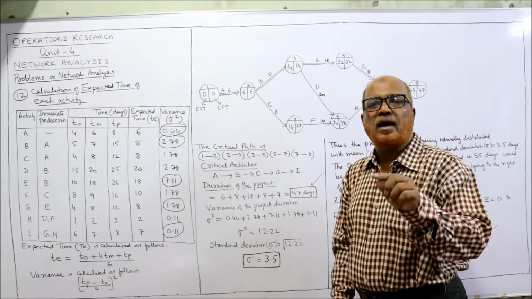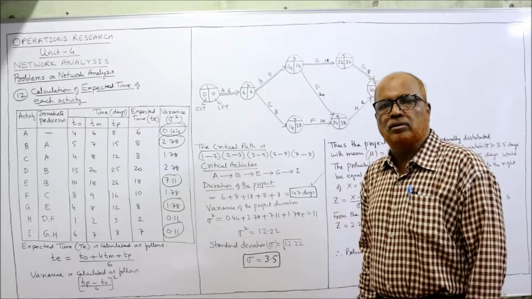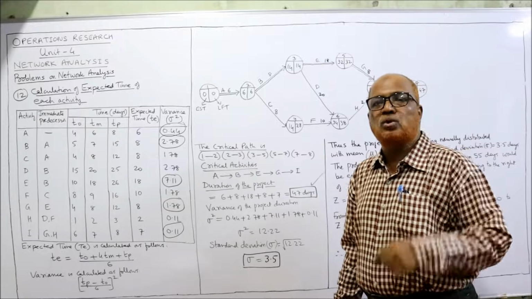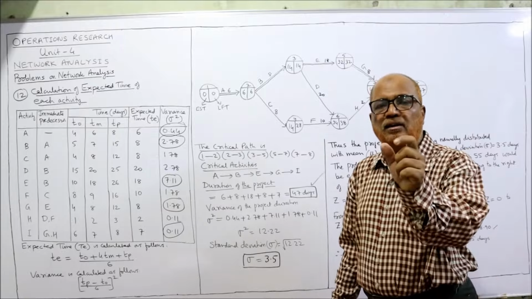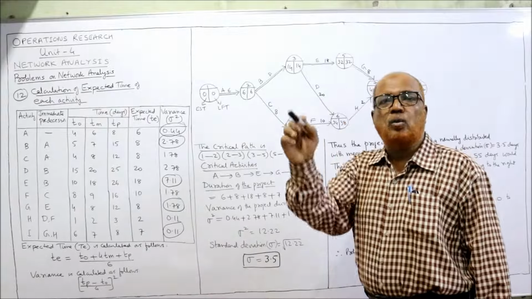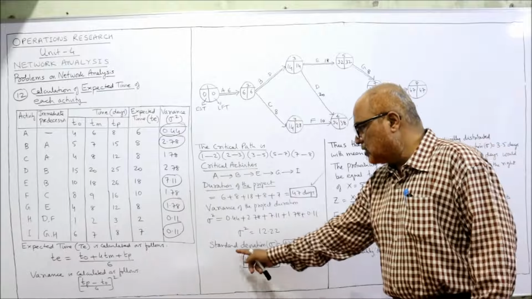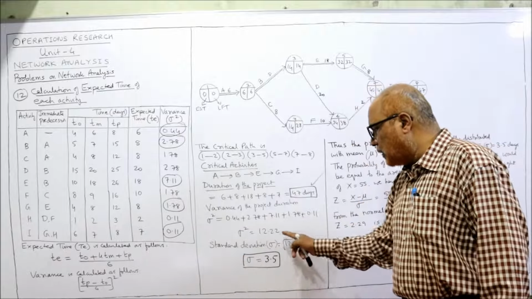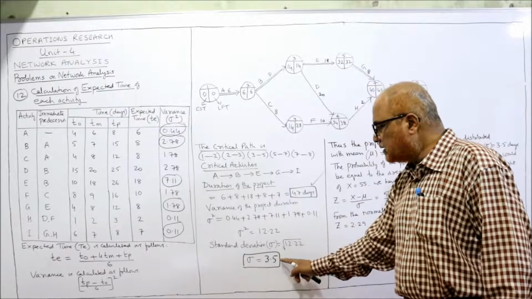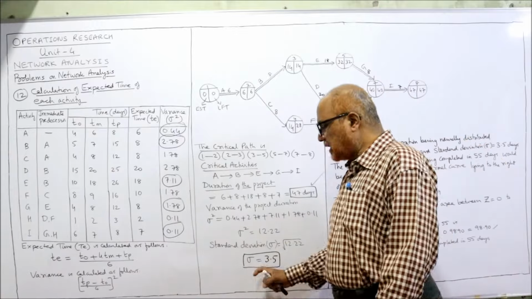Variance is the square of standard deviation. Standard deviation squared is called variance. If you want standard deviation, take the square root of the variance. So standard deviation is equal to root of 12.22. You will get 3.5. So we got the standard deviation.